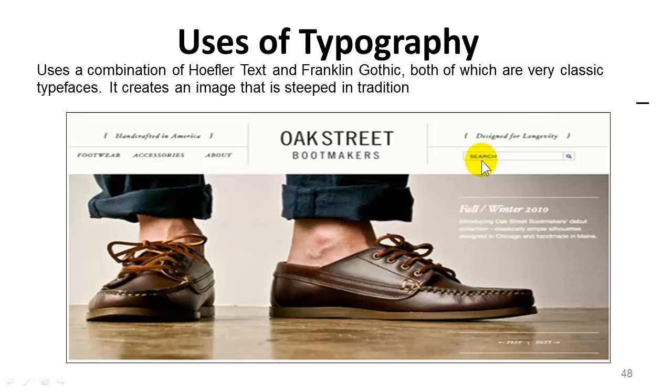Alright, so here we have a website, and we have these classic typefaces, 2 different ones, but they're both similar, they're classic, and here again it accentuates the product. It communicates a message to the user. All right, these are handcrafted, these are quality, these are traditional.